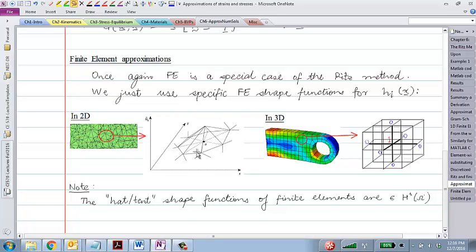Which is not different from our 1D problem, because even in the 1D problem, we had hat shape functions. The derivative on this side was different than the derivative on this side. One was plus and one was minus: plus 1 over LE, minus 1 over LE. But derivatives being discontinuous is not a problem, because we know that discontinuous functions are indeed square integrable, right? So as long as these functions that we are constructing are continuous, we are good with H1, okay? All right, so indeed they are in H1.